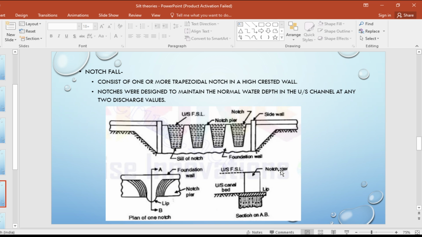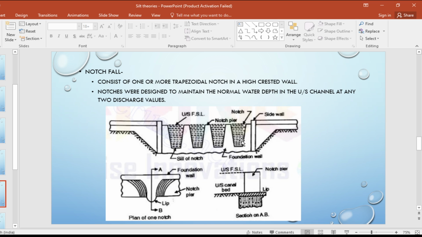This fall consists of one or more trapezoidal notches. Here you can see one or more trapezoidal notches were constructed in a high crested wall. In a high crested wall, a flat circular lip projects downstream of each notch to disperse the water.